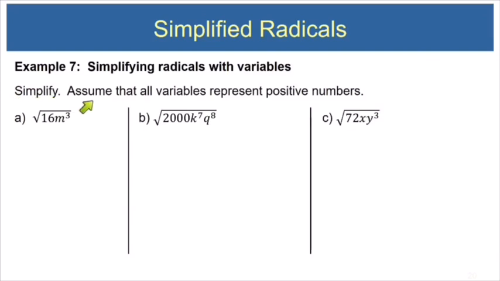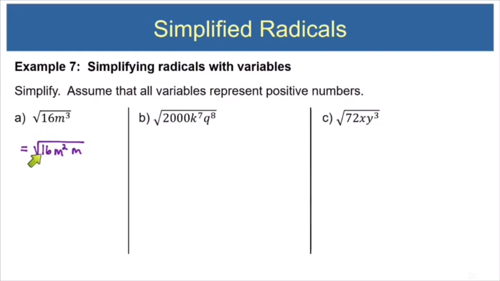And look, this time the instructions say assume that all variables represent positive numbers. And you know the translation of that is just don't worry about absolute value bars here. Okay, so in part A we have square root of 16 m to the 3rd. Now it's going to be pretty easy to do the square root of 16, but m to the 3rd is an odd power. So let's split that up into 16 times m squared times m. You see how m squared times m is still m to the 3rd, but we just split it up so that it's an even power and a single power.